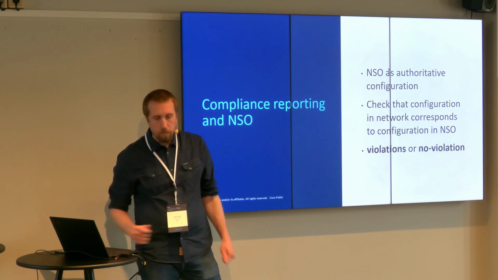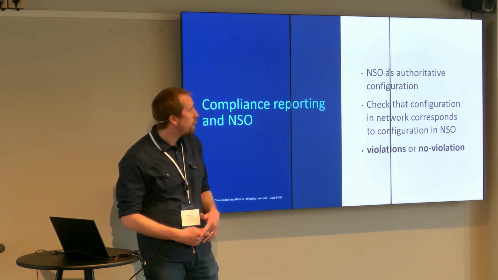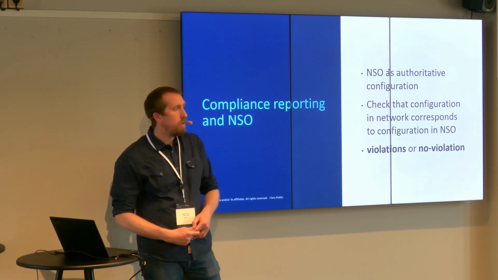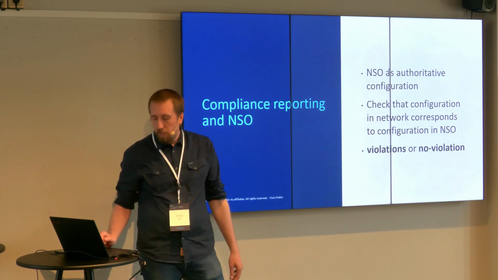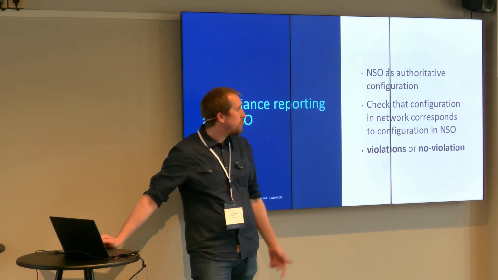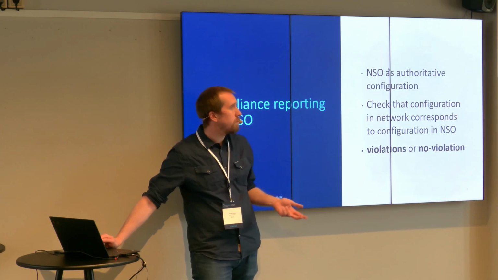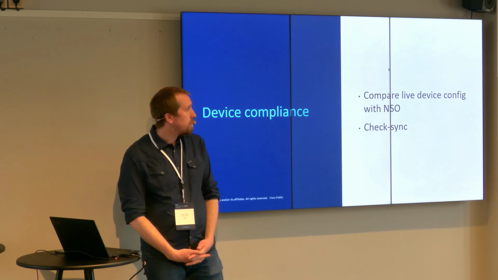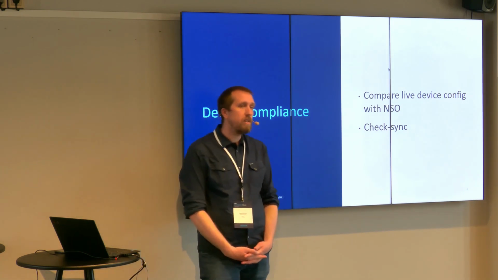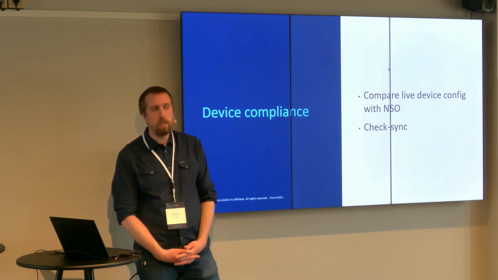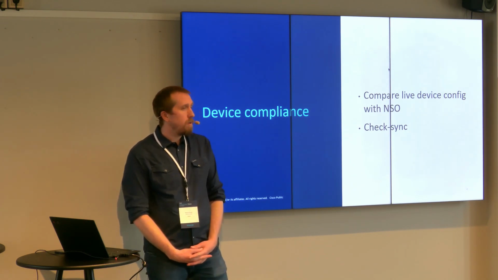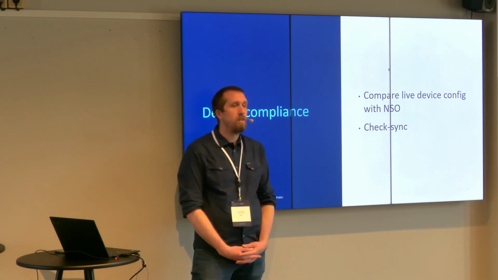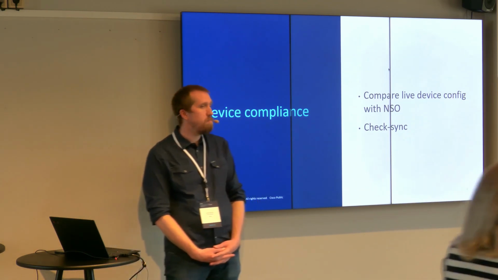So in NSO, when we run compliance reporting, we base it around a number of different checks. So we have checks for devices, and we have checks for services, and we have some checks for historical changes. The device checks start off with checking that the devices that we have configured in NSO are compliant. Here we just want to see that the configuration that we have in our devices is actually correct and the same as what we have in NSO.